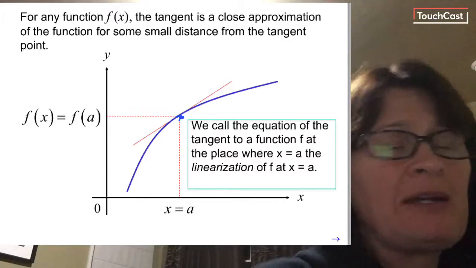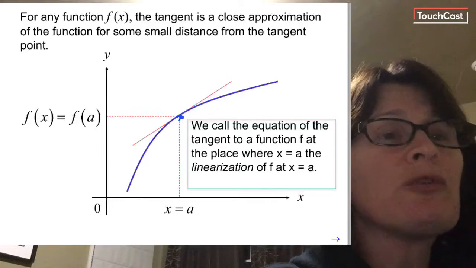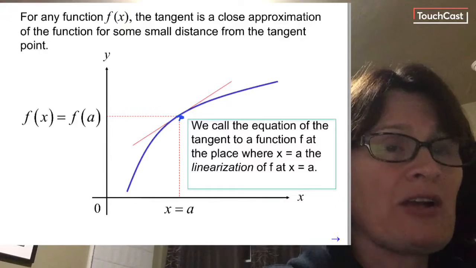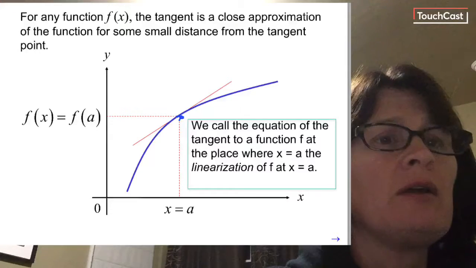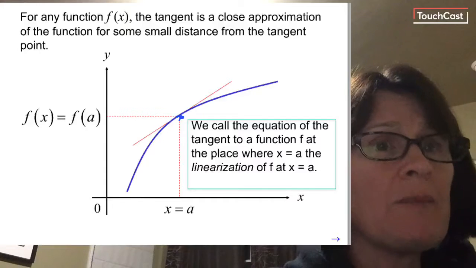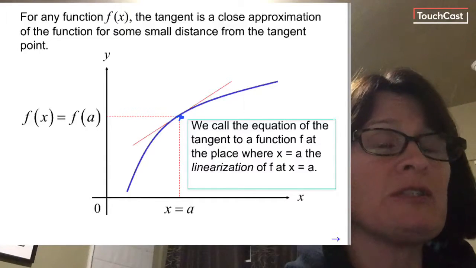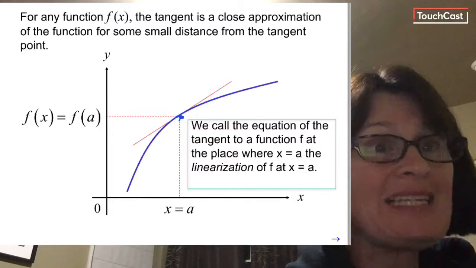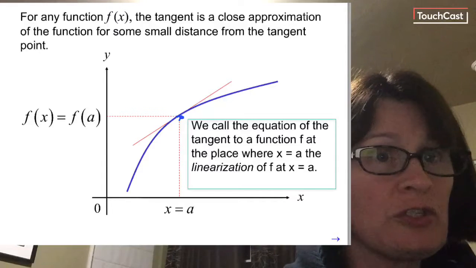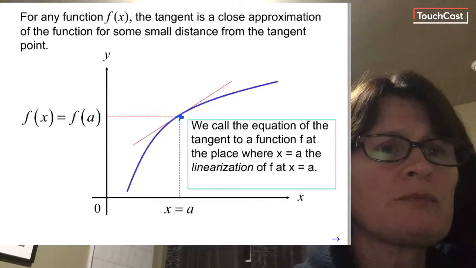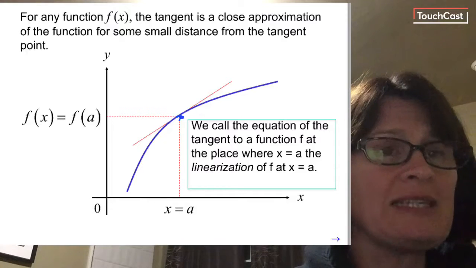If you have a curve defined by some function f of x, and you draw the line tangent to that curve at some x value, that tangent line you draw is a very close approximation to the function f, at least for x values that are close to that place where you drew the tangent. So we can actually use this idea.